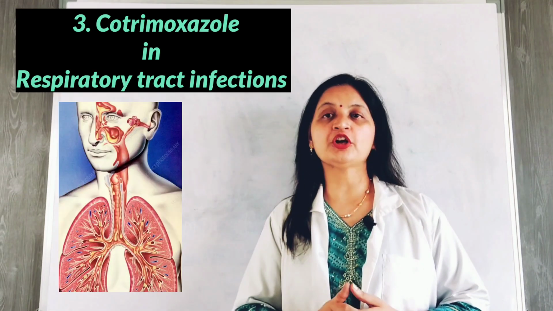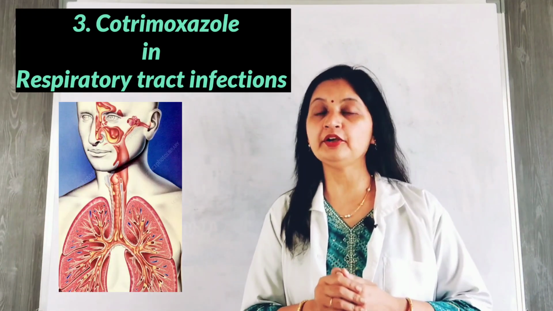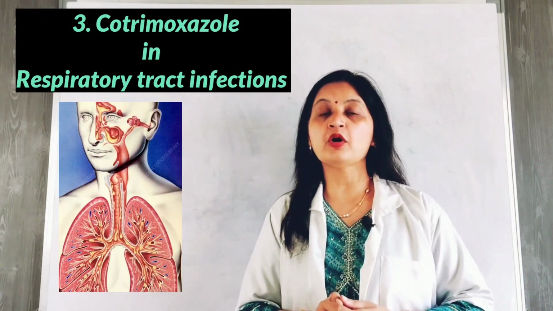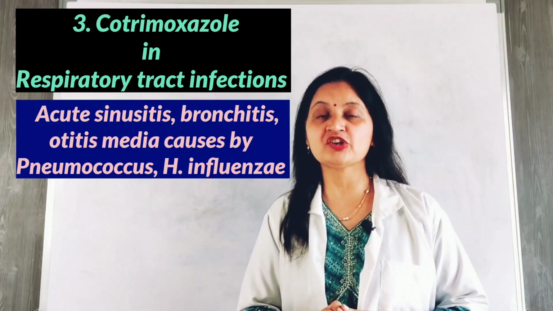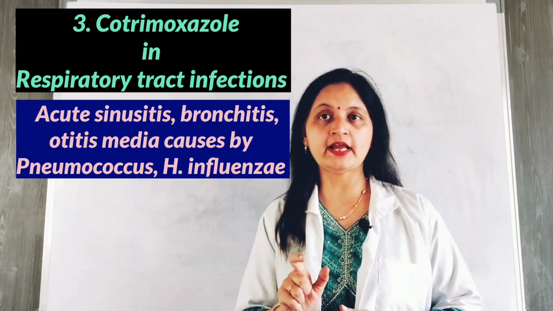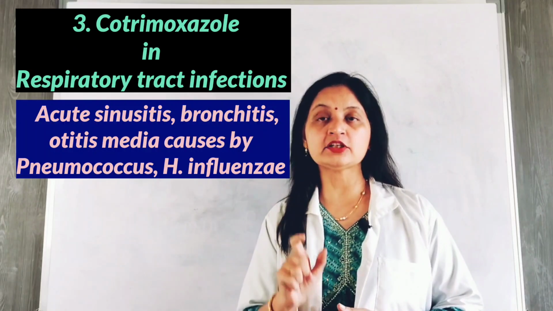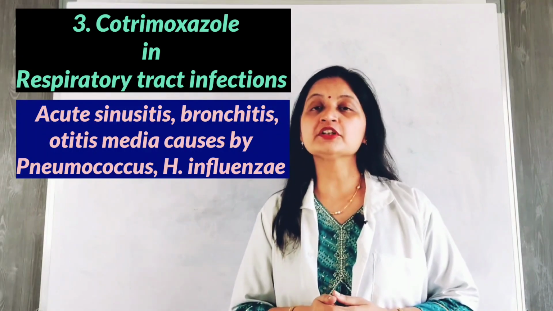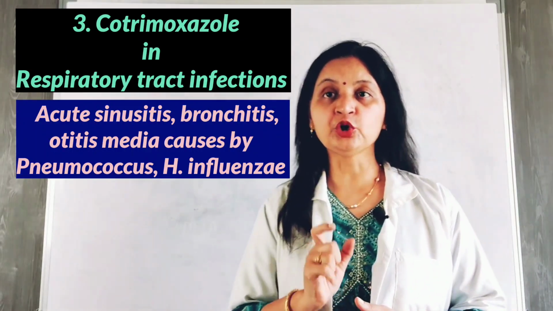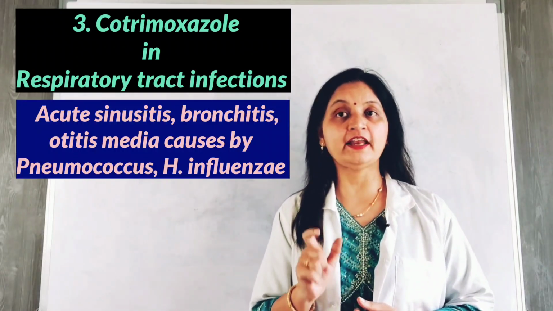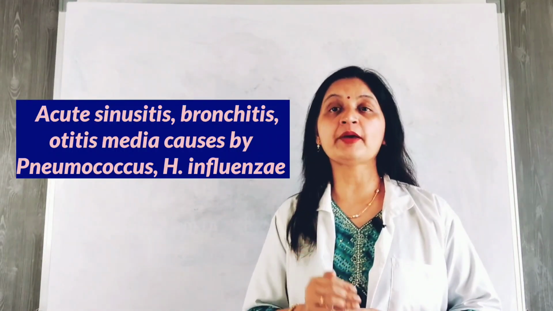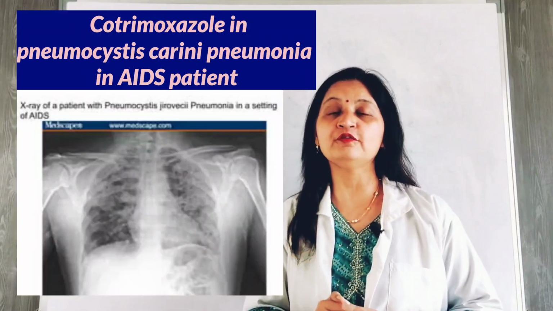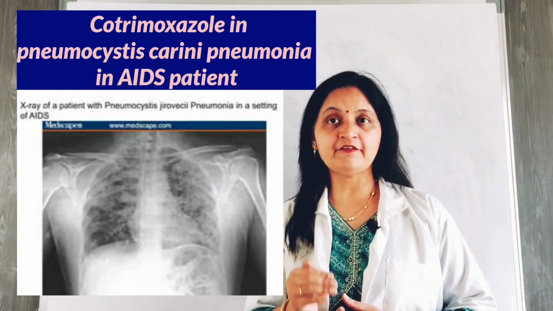The third indication of cotrimoxazole is respiratory tract infection. Cotrimoxazole is a frequent choice drug for the treatment of respiratory tract infections such as acute sinusitis, acute bronchitis, and otitis media, which are caused by bacteria such as pneumococcus and Haemophilus influenzae, which is a gram-negative bacteria. And since cotrimoxazole is highly effective against gram-negative bacteria, it is highly useful for the treatment of these infections.